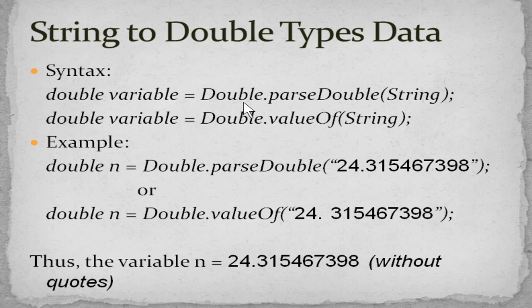So a double variable, and then the wrapper class for double, which will convert a string into a double and store it in a double variable. The same way the valueOf function also does the same. So double n = Double.parseDouble, and within the parentheses, in double quotes, you will have a number with decimal digits, which will be converted into a double and stored in n. The same way valueOf also does the same. Now n will have a value of double type.